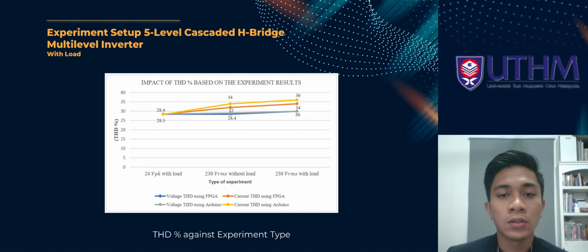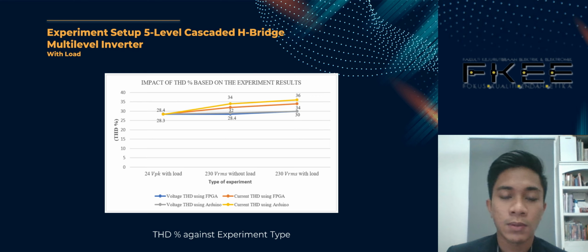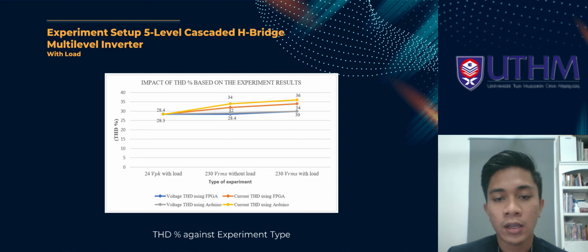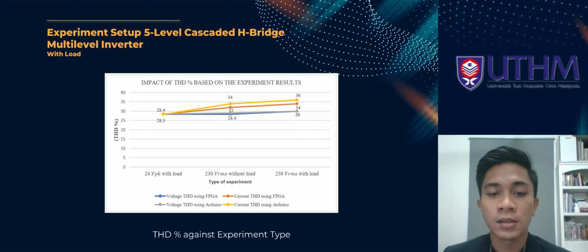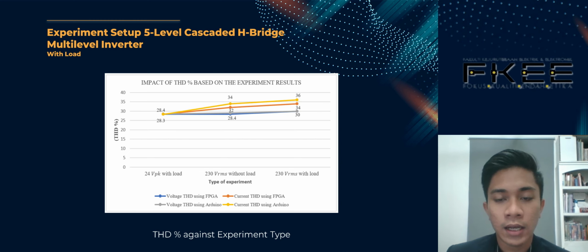And lastly, for the result of the comparison between the THD percentage against the experiment type, I have actually done a few experiments, such as before connecting the inverter with the transformer, and after connecting with the transformer to produce 230 volt RMS. The highlight of this table is the comparison between using the FPGA and Arduino.